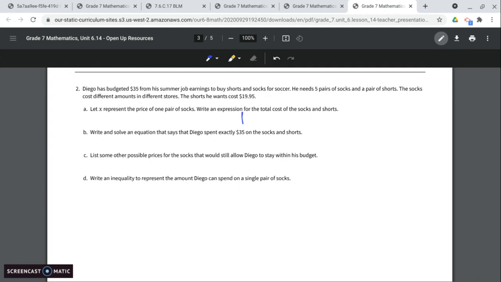So we know the shorts are $19.95. That doesn't change. Plus the socks, he needs 5 pairs of them times however much they cost. So this would be our equation, 5x plus $19.95. So we know that he wants to spend exactly $35 or less. So 5x plus $19.95 equals 35. We subtract off that $19.95.